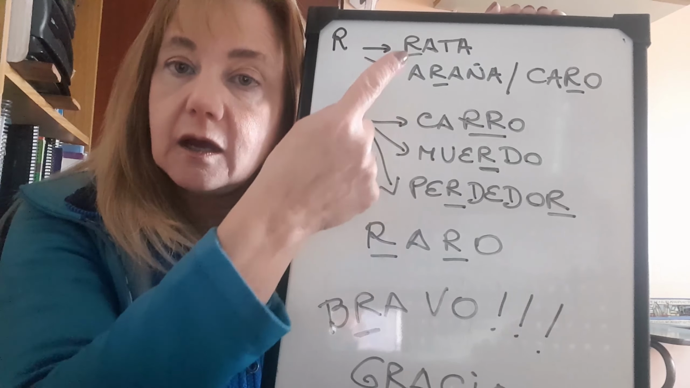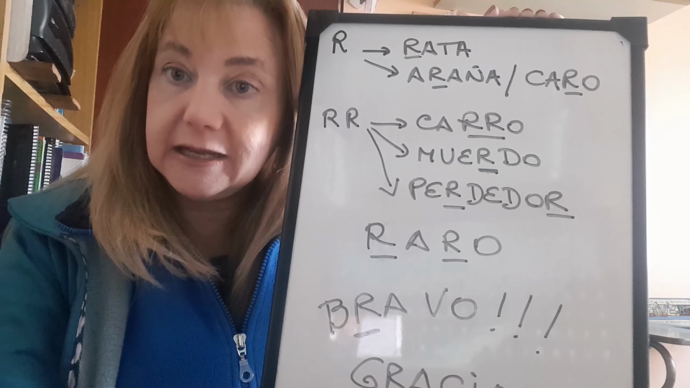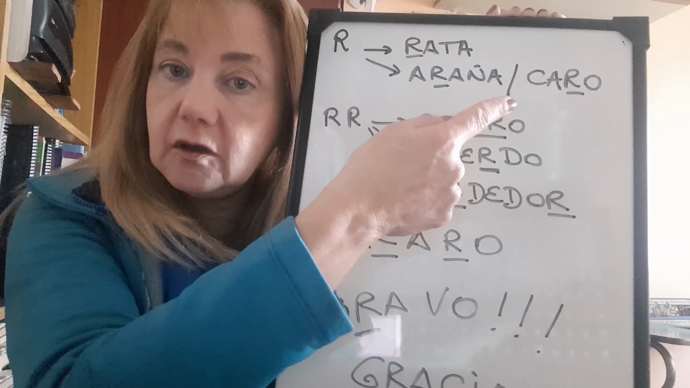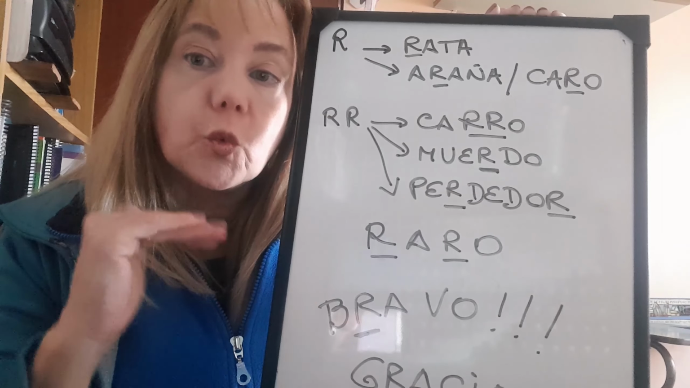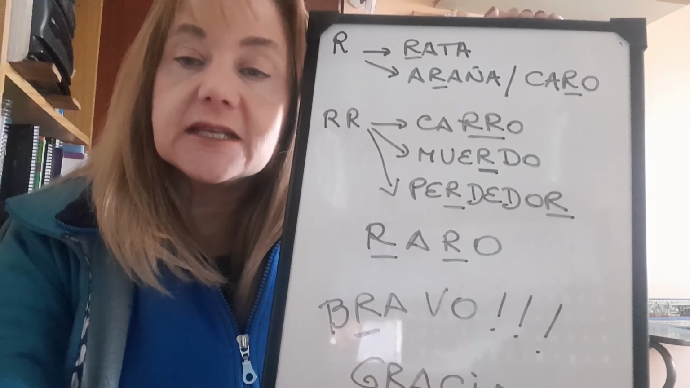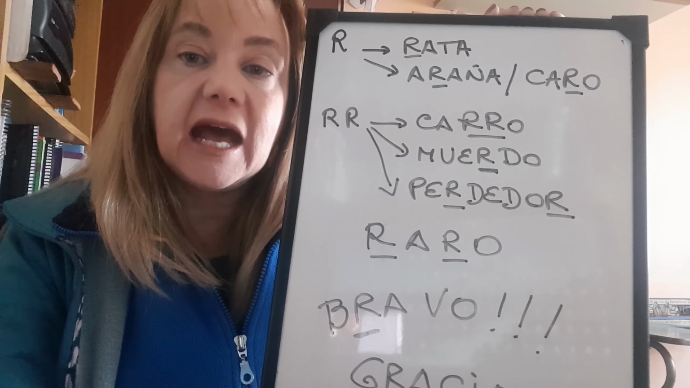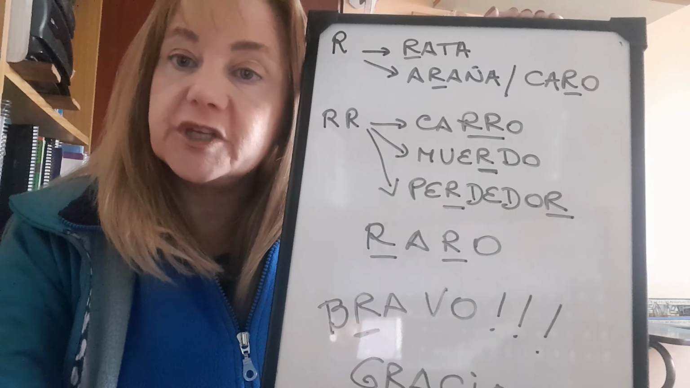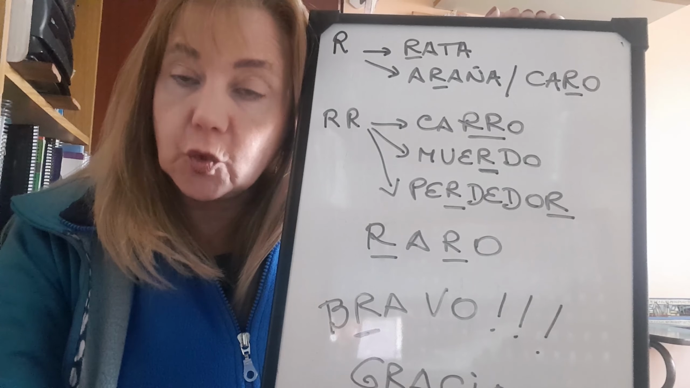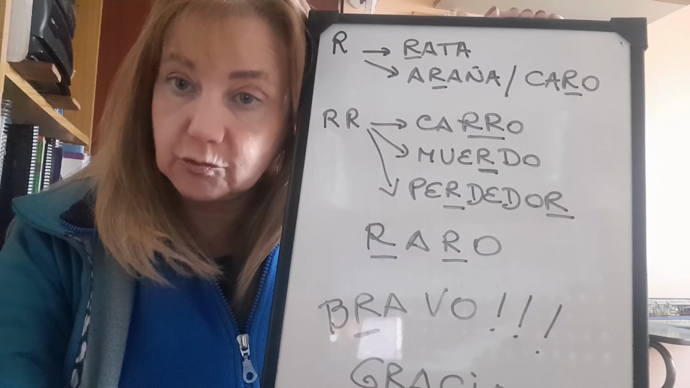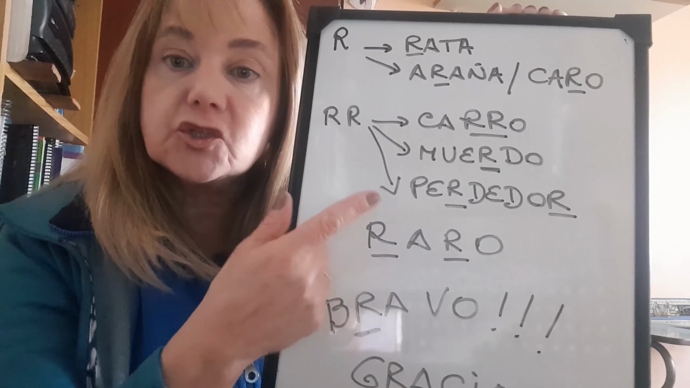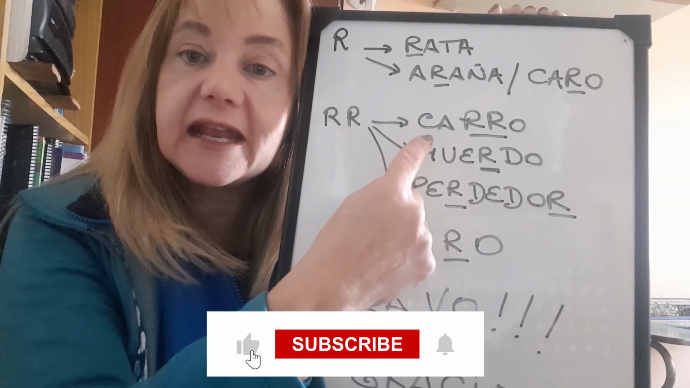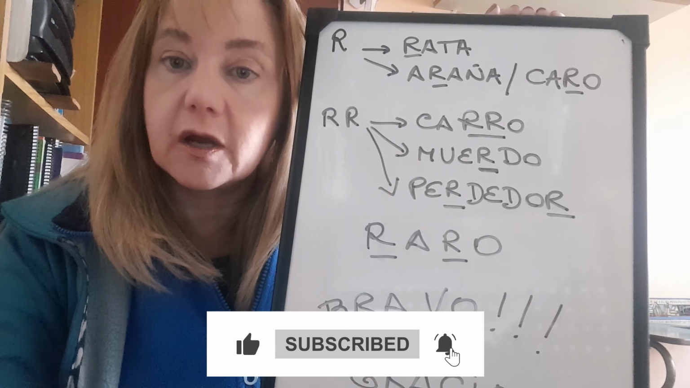Now, if this R is not at the beginning of the word, if it's in the middle of the word, it will sound softer or weaker. So in this case, only one R sounds like this. Araña, which means spider. Caro, which means expensive. If you want to produce a strong sound within the word, what you need is a double R. So in this case, it is carro, which means cart.